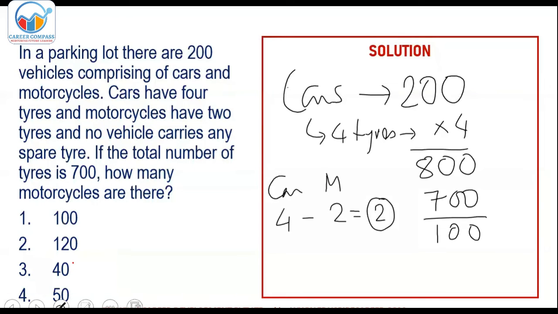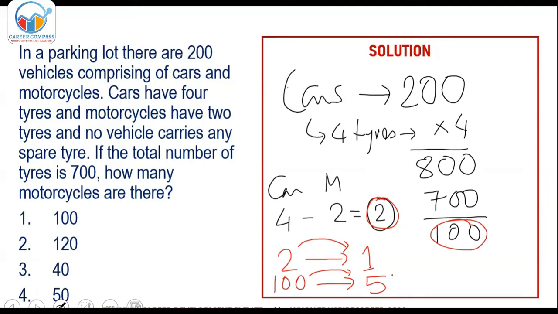So can we say that for 2 fewer tires, we need 1 motorcycle which needs to be replaced by a car. So for 100 fewer tires, how many motorcycles are required? You can do it by the unitary method. For 2 fewer tires, I need 1 motorcycle. So for 100 fewer tires, I will require 50 motorcycles, right? Hence, your answer should be 50.